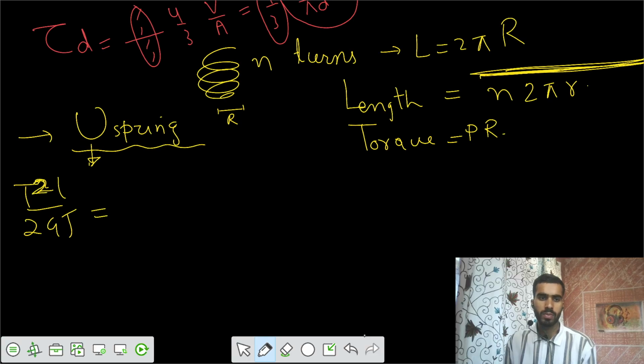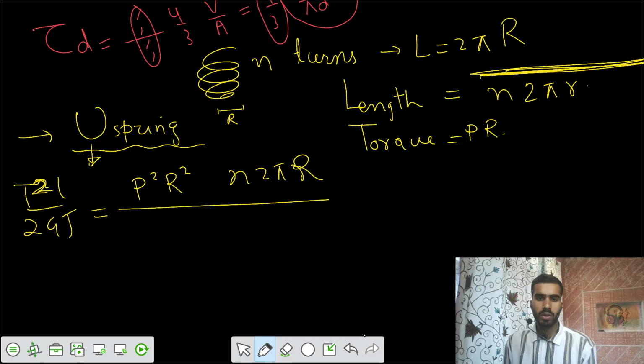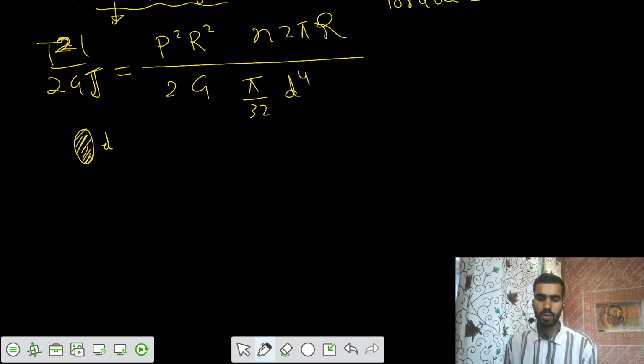If you substitute those values, P square R square and n times 2 pi R capital R, divided by 2G. What is the value of J if you have the diameter of the spring? The J value would be equal to pi by 32 small d to the power 4. So if I write that, the strain energy would be 32 and the 2 cancels, giving 32 P square R square n.